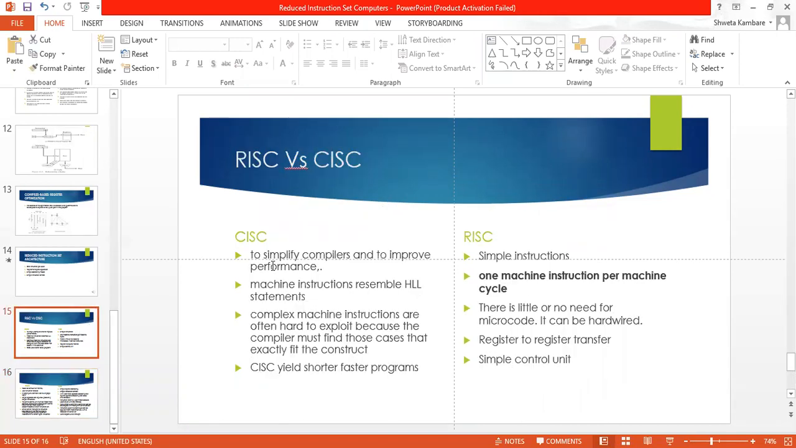Okay, so why was this CISC architecture introduced? Because its main aim was to simplify the compilers and to improve the performance. The CISC instructions. CISC means complex instruction set computer. Okay, don't forget that. And RISC means reduced instruction set computer. So complex means more operations will be specified by one instruction.